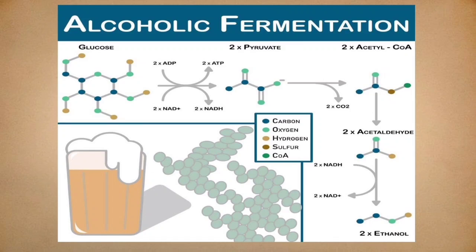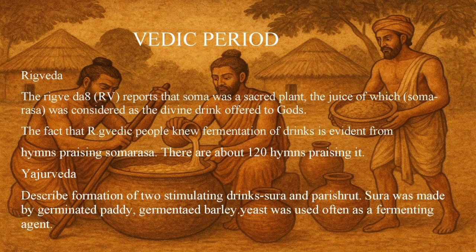History of alcohol fermentation in the Vedic period. First we'll talk about the Rig Veda. The Rig Veda reports that soma was a sacred plant, the juice of which was considered a divine drink offered to gods. The fact that Rigveda people knew fermentation of drink is evident from hymns praising Somrasa. There are about 120 hymns praising it.